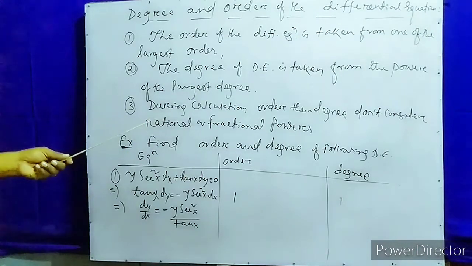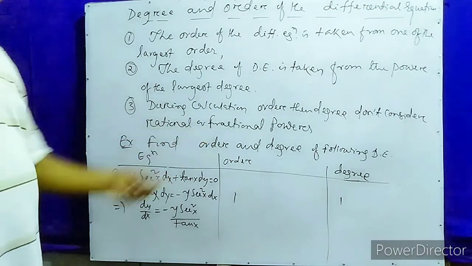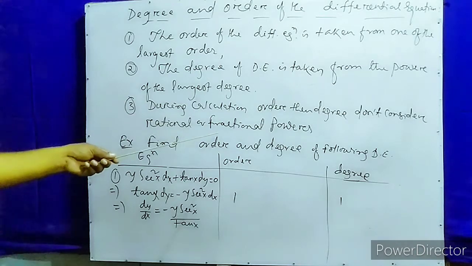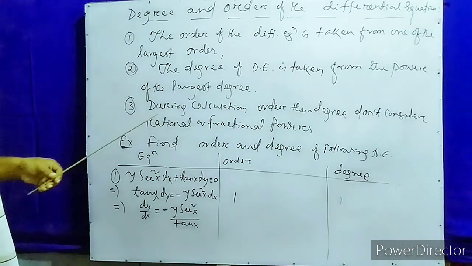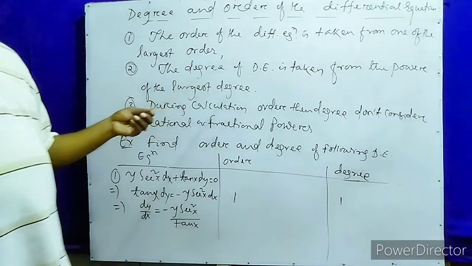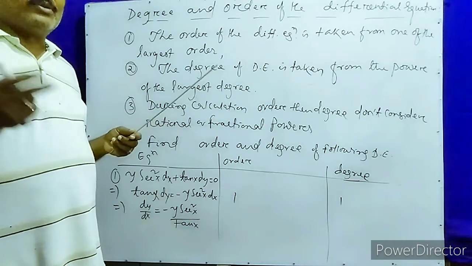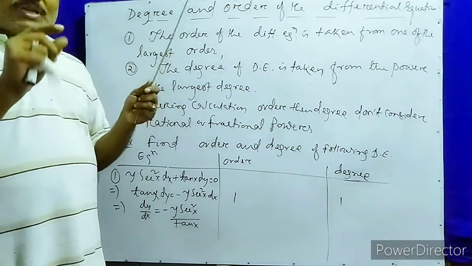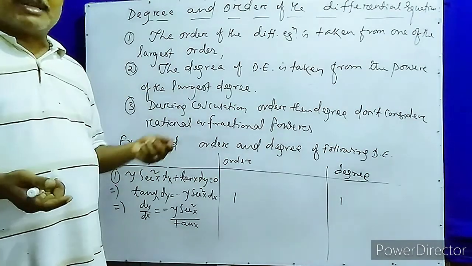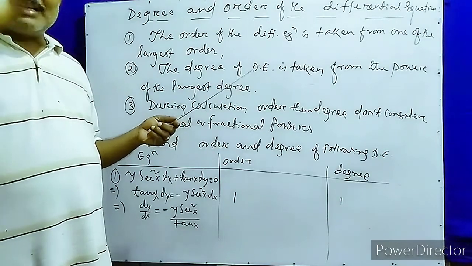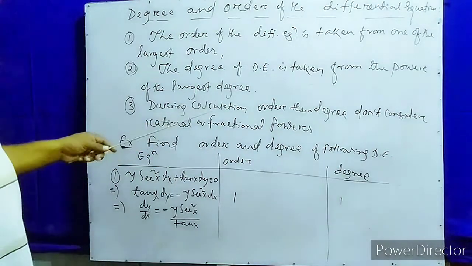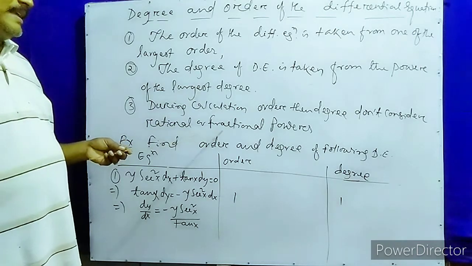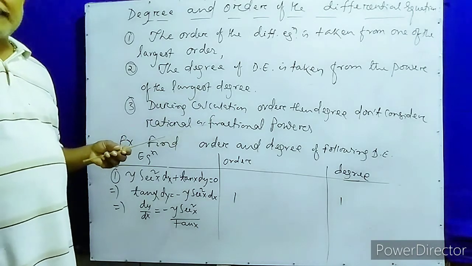And third one, during the calculation of the order and degree, don't consider rational or fractional powers. Sometimes you will get degrees like 1 by 2, 3 by 2. We do not consider that. Okay. In this case, what to do? If the power is 1 by 2, then square both sides. If the power is 1 by 3, then cube both sides. Then you will get the full power. Always think of whole numbers. The degrees are considered whole numbers, not fractional numbers.